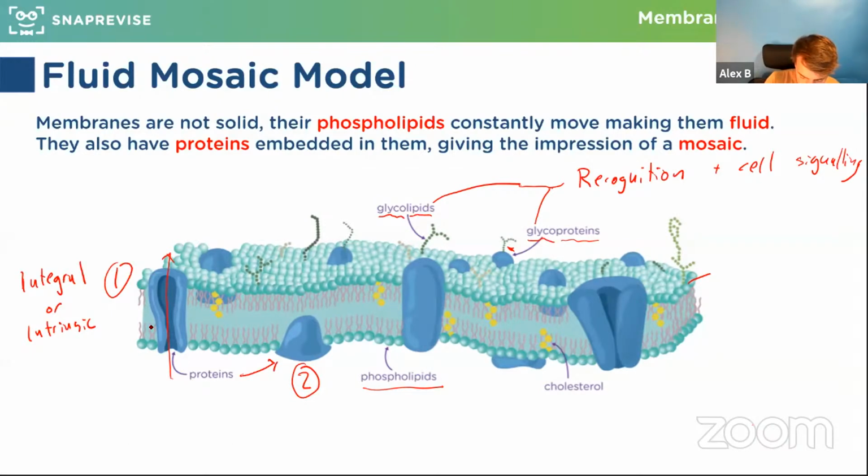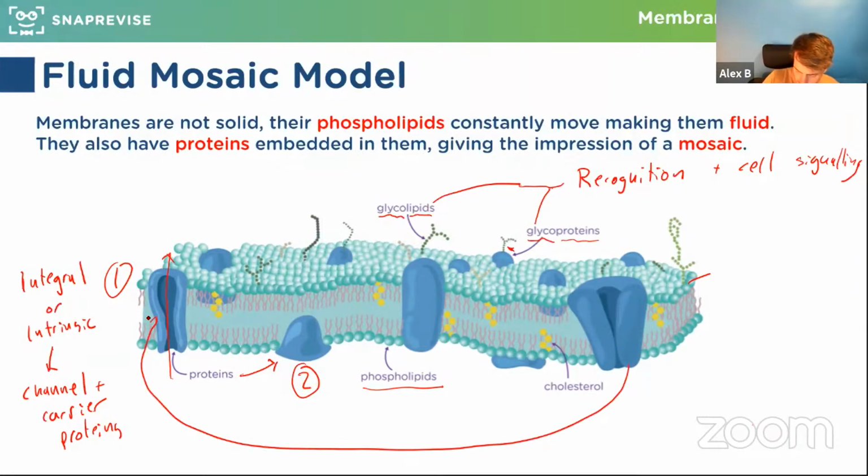So these span the whole way through the membrane. I saw a lot of people were mentioning channel proteins, and that's what their main function is. So these are channel or carrier proteins. Because they span the whole membrane, they can form pores and allow things to move through them. So this is also an example of a channel protein. So there's another integral or intrinsic protein.